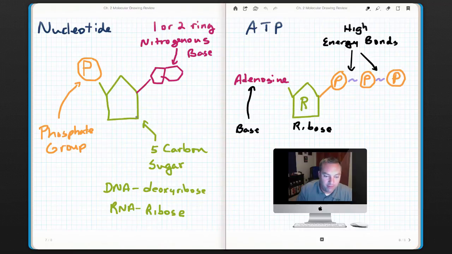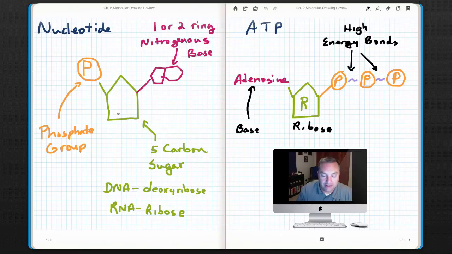All right, now a nucleotide has 3 parts to it. A 5-carbon sugar that I've drawn here in green. Now, depending on what type of nucleotide it is, if it's a DNA nucleotide, this sugar will be deoxyribose. And if it's an RNA nucleotide, this sugar is going to be ribose. Now, all nucleotides have the same type of phosphate group, and they're also going to have a nitrogenous base. Now, nitrogenous bases come in a couple of different flavors. Number 1, they can have 2 rings like the ones I've drawn here, or they can have a single carbon ring, but they all contain nitrogen, hence the name nitrogenous base.